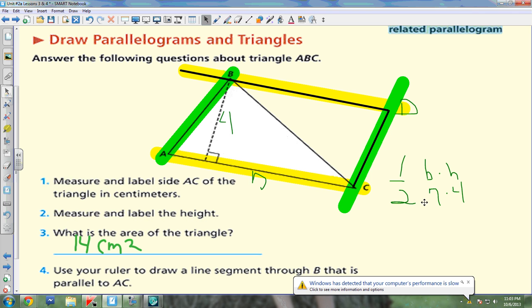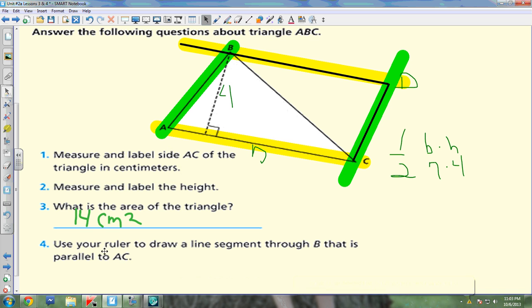What is the area of the triangle? So it would be 1/2 of 7 times 4, which would be 28, divided by 2, which would be 14 centimeters. And then it says use your ruler to draw a line segment through B that is parallel to AC. So through B, right here, all the way through, which is parallel to AC. And then, like before, they labeled it D.